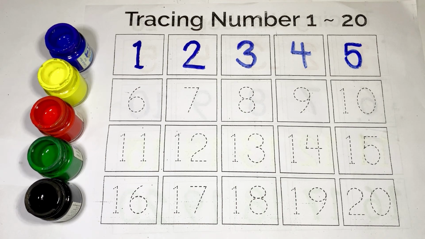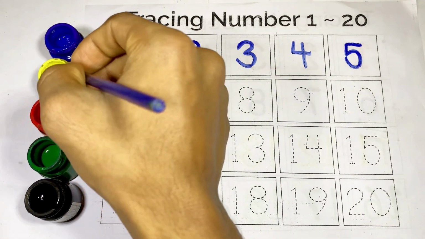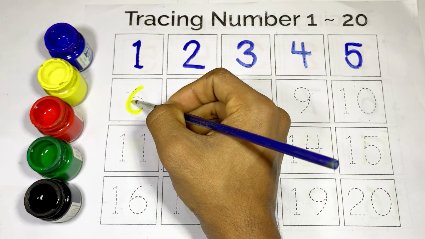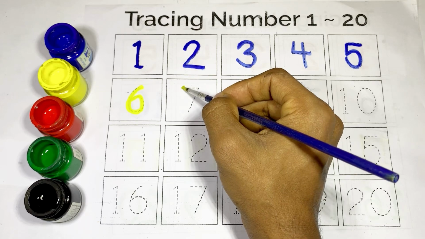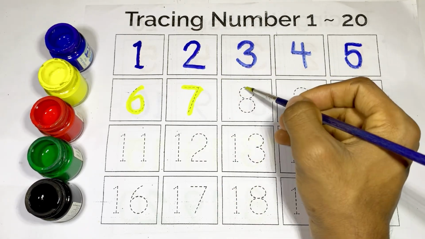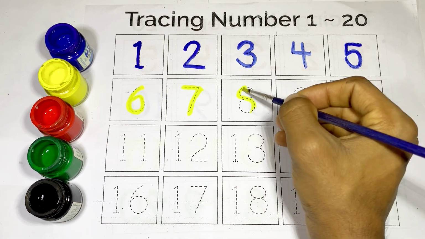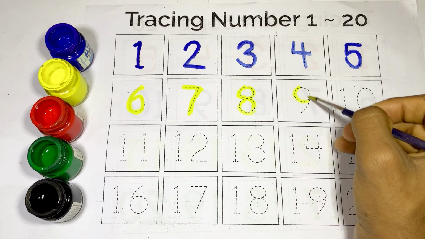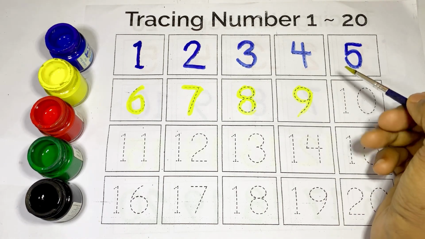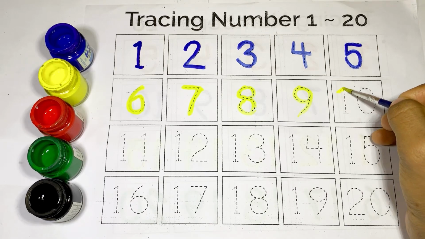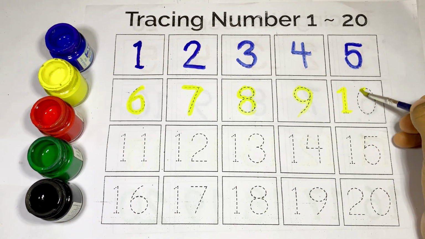Kids now 6. The number 6 and use yellow color. S. I. X. 7. S. E. V. E. N. 7. 8. E. I. G. H. T. 8. 9. N. I. N. E. 9. Kids again use yellow color and draw 10. T. E. N. 10.